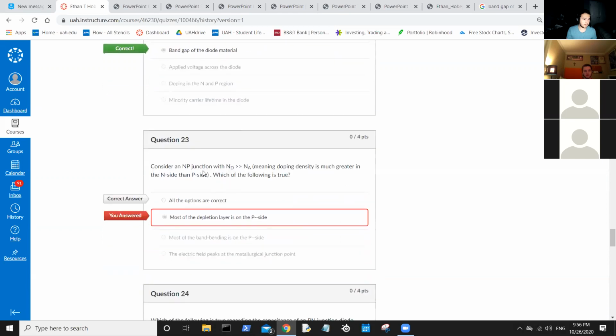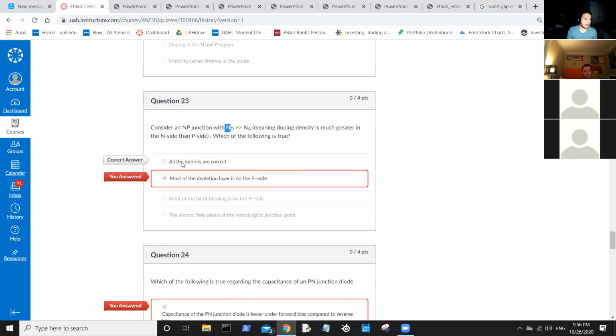All right, consider a PN junction with ND much greater than NA, meaning the doping density on the N side is much greater than the P side. Which of the following is true? I answered this wrong because I wasn't paying attention at this point. I can explain the reasoning why all options are correct. So ND is much, much greater than NA in this PN junction. Therefore, if we were to look at the depletion region of this junction, this is why my answer was wrong: most of the depletion layer is on the P side. That's right, because all options are correct.